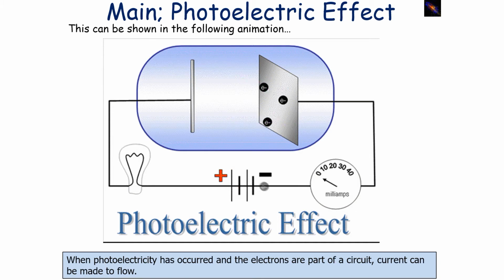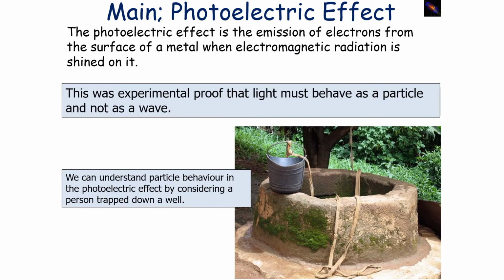Now it's important to note that when photoelectricity has occurred and the electrons are part of a circuit, current can be made to flow. As we mentioned before, the photoelectric effect is the emission of electrons from the surface of a metal when electromagnetic radiation is shined on it. It's experimental proof that light must be behaving as a particle and not as a wave, and we can understand the particle behaviour in the photoelectric effect by considering a person trapped down a well.